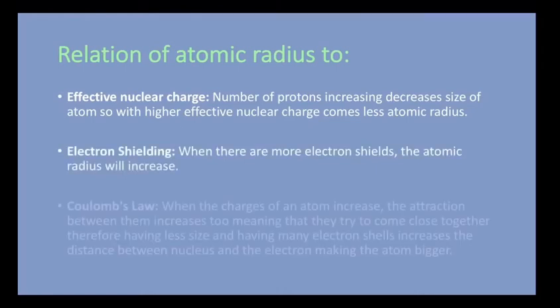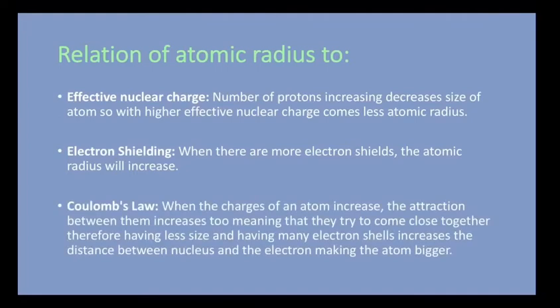And the relation between atomic radius and Coulomb's law is that when the charges of an atom increase, the attraction between them increases too, meaning that they will try to come close together, therefore having less size and less atomic radius. And having many electron shells increases the distance from the nucleus, which will make the atom bigger.